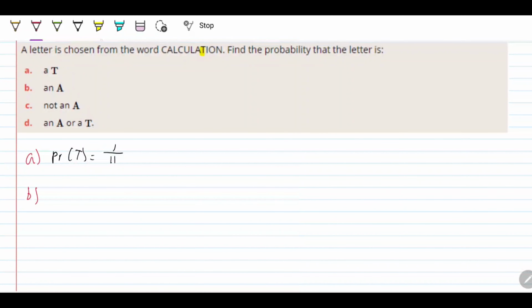In B, the probability of finding an A, we need to ask ourselves how many A's do we have? We've got 1, 2. 2 A's, so the probability of finding an A will equal 2 over 11. In example C, find the probability that it is not an A. So how many letters do we have here which are not A's? We've got 1, 2, 3, 4, 5, 6, 7, 8, 9. So this will be 9 over 11.